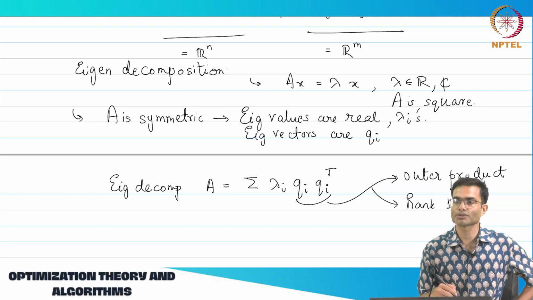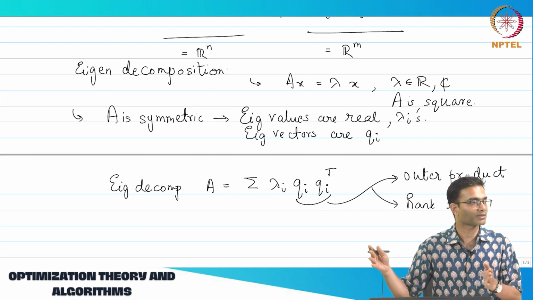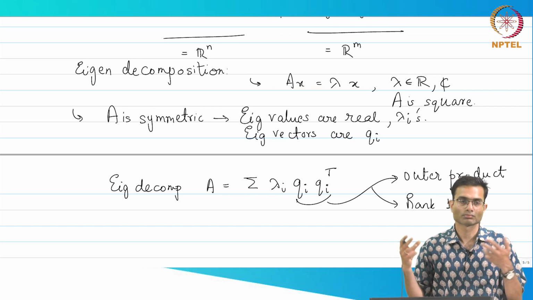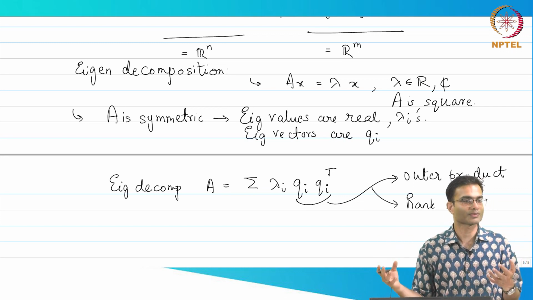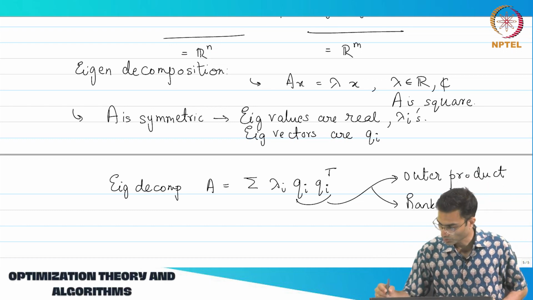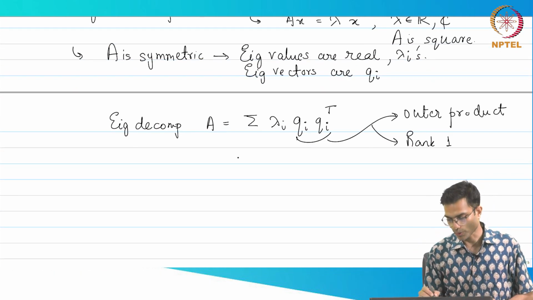So in this notation, you see that I can write a matrix as a sum of rank 1 matrices. This is again something used extensively in optimization and machine learning, particularly where sparsity is involved. But we'll hopefully talk about that later in the course. So this is one way of writing it.